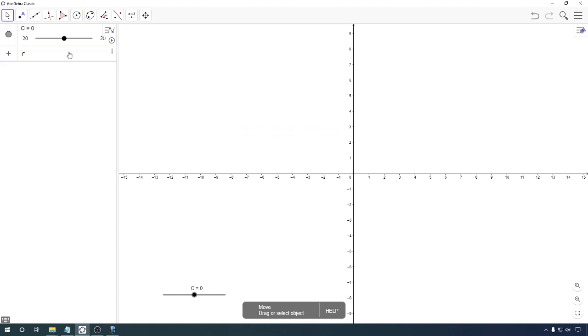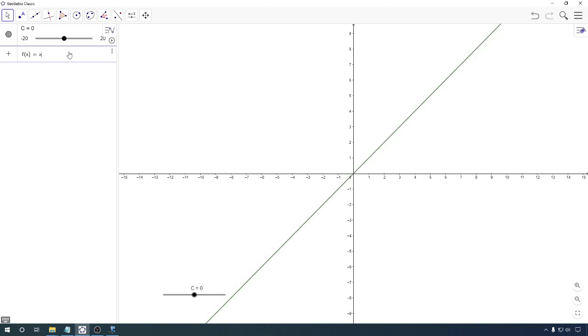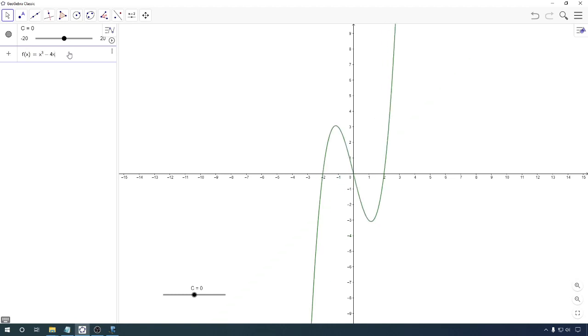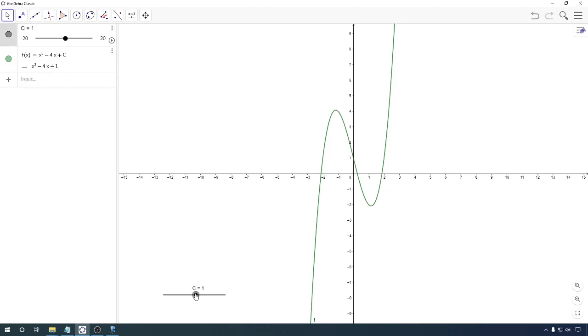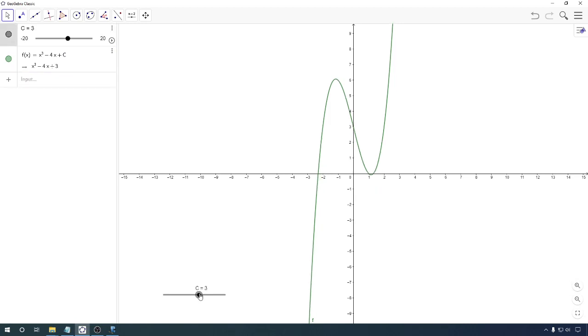Alright, remember we had our derivative was 3x squared minus 4, but our antiderivative for that, f of x, was equal to x cubed minus 4x plus that constant. In this particular case, since I've set c equal to 0, it's just x cubed minus 4x. And now I'm allowed to actually change my c as I go.